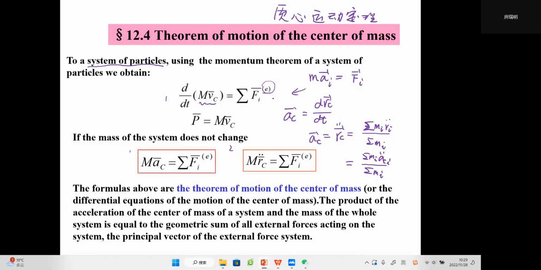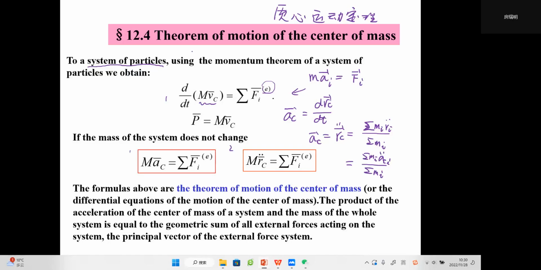The formulas above are the theorem of motion of the center of mass, the differential equations of the motion of the center of mass. The product of the acceleration of the center of mass of a system and the mass of the whole system is equal to the geometric sum of all external forces acting on the system, the principal vector of the external force system.